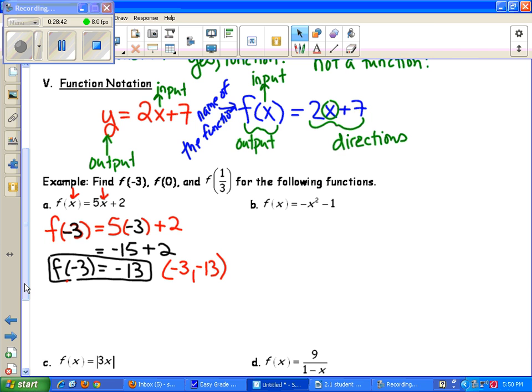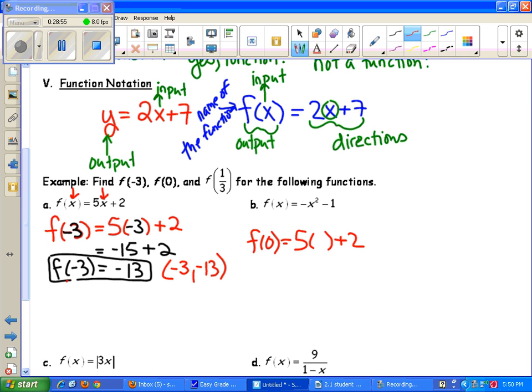The next one, I'm going to write next to it because I'm going to run out of room. So let's do f of 0 over here. For f of 0, we do the same thing. 5, we're going to input 0 here for x, plus 2. So that's where the 0 goes, and then I've got to simplify it. So 5 times 0 is 0, and then we have plus 2. So I know f of 0 is equal to a y value of 2, and that would be my answer. So that says y is 2, x is 0.